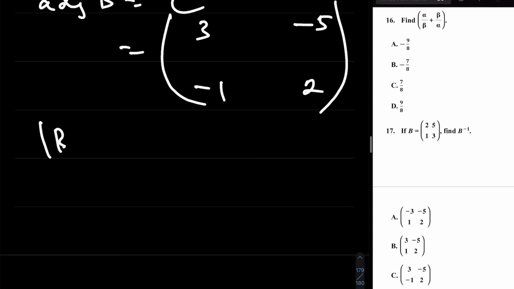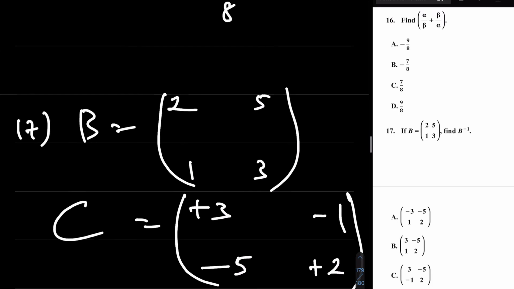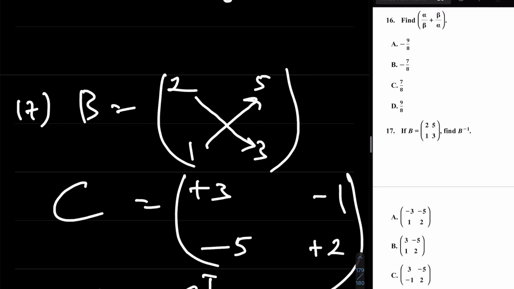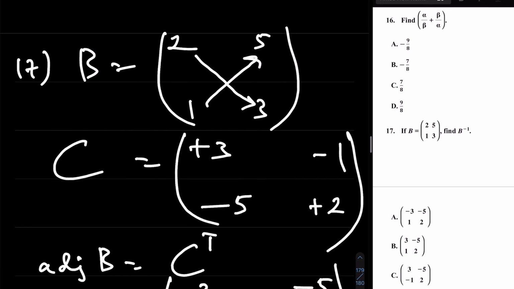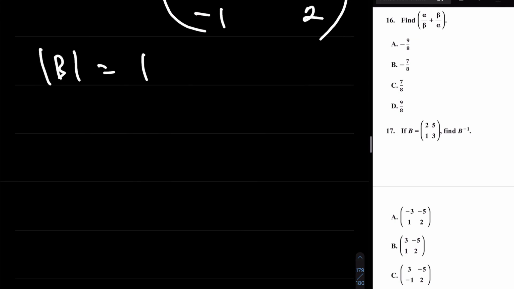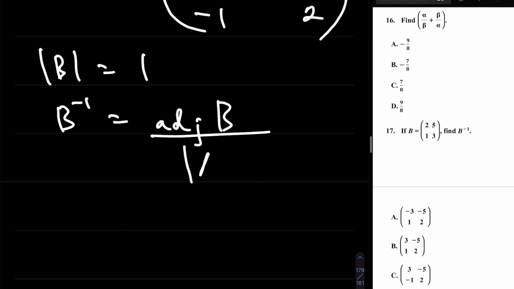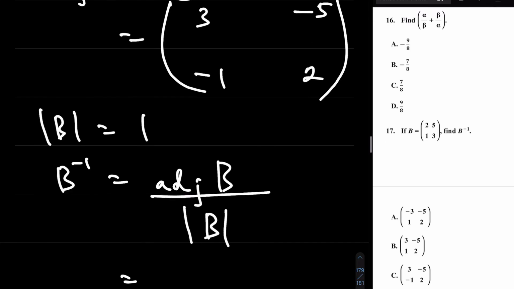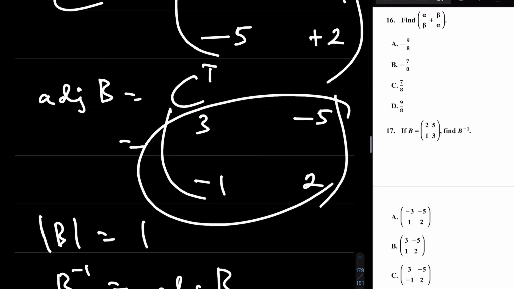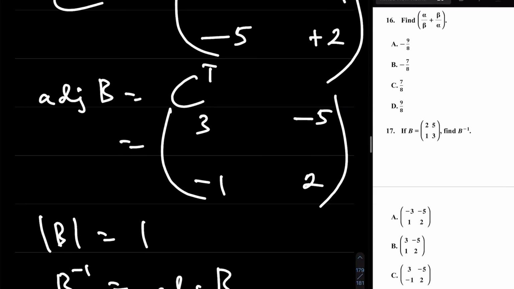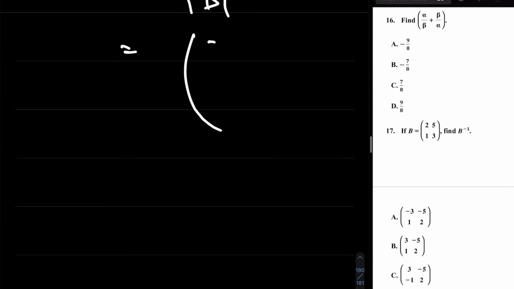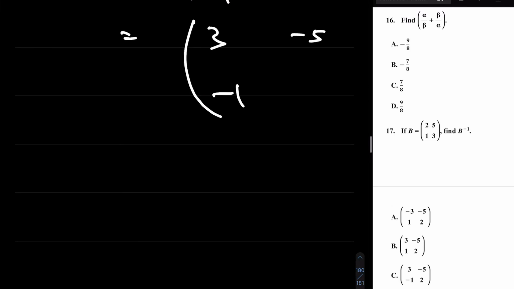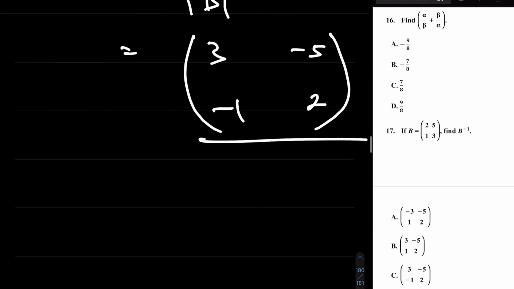Now, the determinant of B is simply 2 times 3 minus 1 times 5. That's 6 minus 5, which is 1. So we can now find the inverse of B. The inverse of B is given by the adjoint of B divided by the determinant of B. That simply means the adjoint of B is this matrix, which has elements 3, minus 5, and minus 1, 2. That simply means this matrix 3, minus 5 and then minus 1, 2, divided by the determinant of B, which is 1.